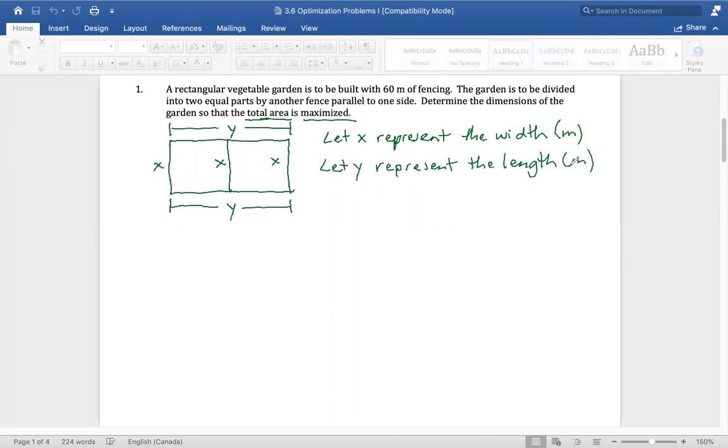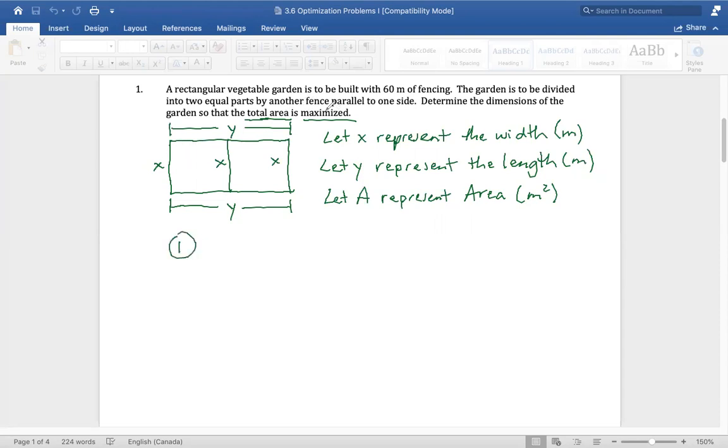Okay. And then for my equation, going into the third bullet there, identify the quantity to be optimized and write the equation. We know that we want to maximize area. So if I'm using the letter A, let A represent the area. And just to go over, area is squared, right? Meters squared. So let's continue. Let's make our equation.